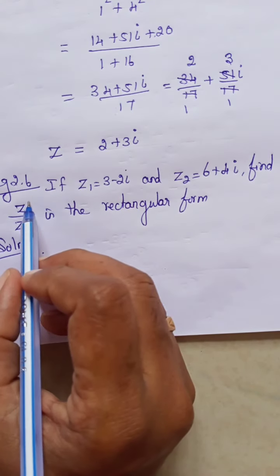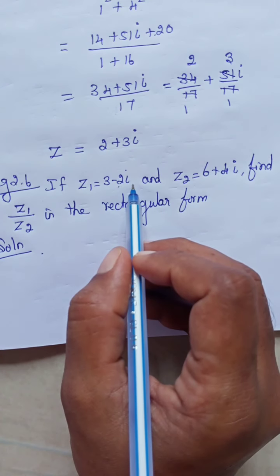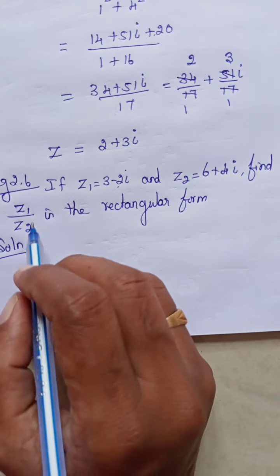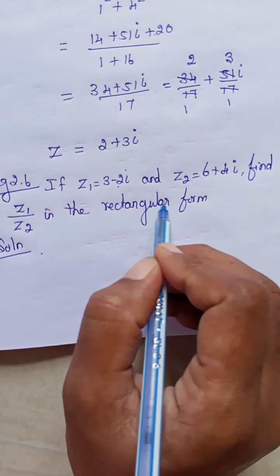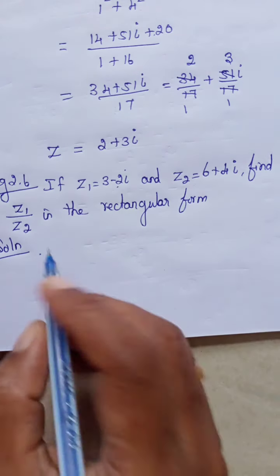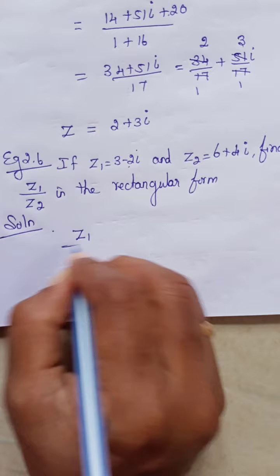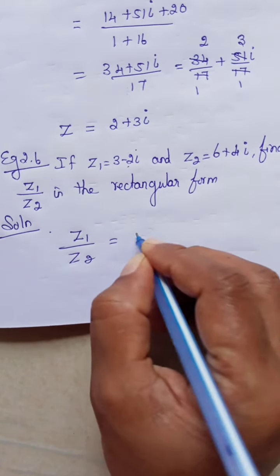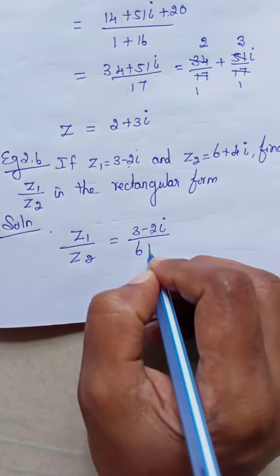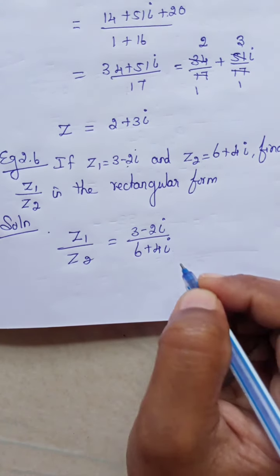See next example 2.6. If z1 = 3 - 2i and z2 = 6 + 4i, find z1 by z2 in the rectangular form. The same way, x + iy form, we have to bring it. See, z1 by z2, that is (3 - 2i) by (6 + 4i). What we should do?